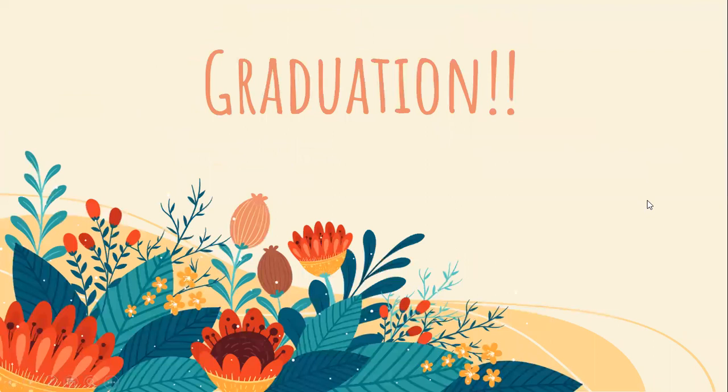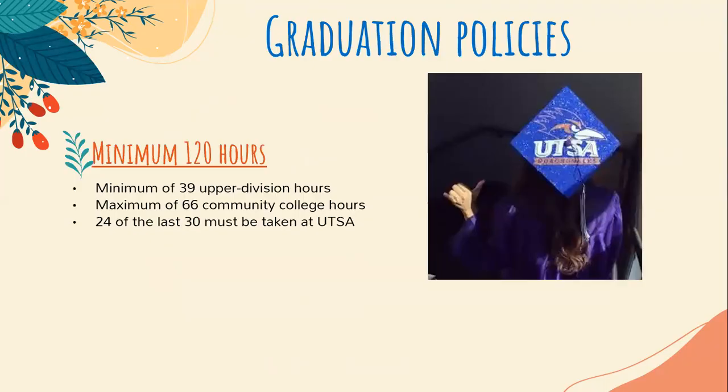Now we're going to discuss everybody's favorite topic, graduation. For graduation, there are some requirements to be met in order to have the degree conferred. Number one is there is a minimum of 120 hours. Of these 120 credit hours, a minimum of 39 hours needs to be at the upper division level. An upper division course is a course that begins with a 3 or a 4, a junior, senior level course.